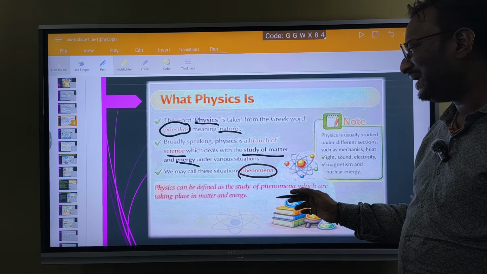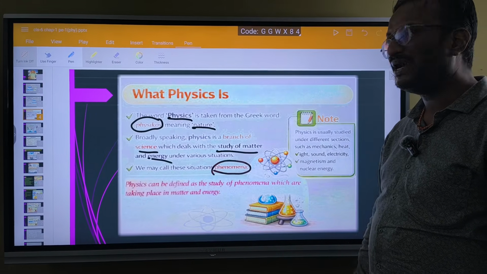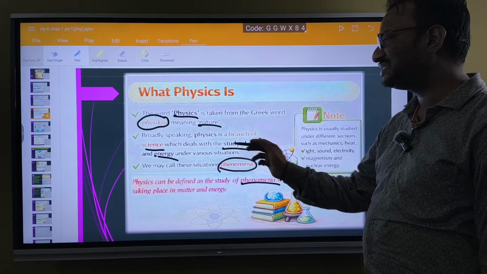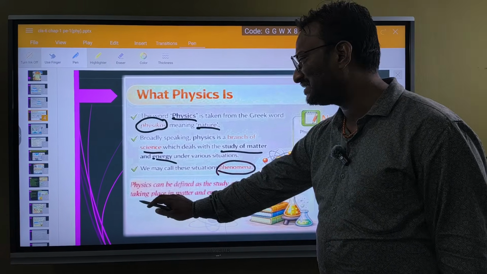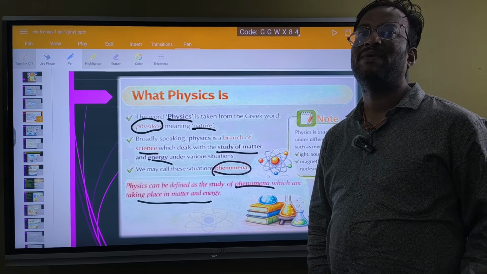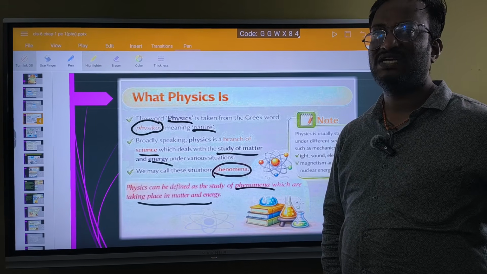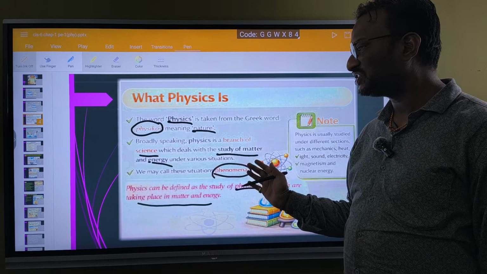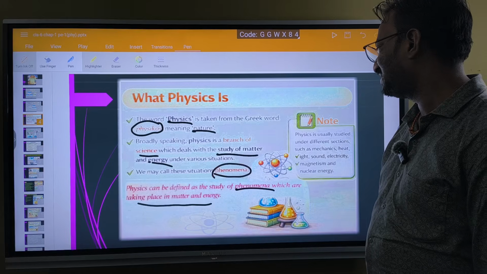So, see here, you got the definition of physics. It can be defined as the study of phenomena. Phenomena means different kinds of situations which take place in matter and energy. In matter, a lot of phenomena take place, and with the help of energy also a lot of phenomena take place. The study of those phenomena we call physics.